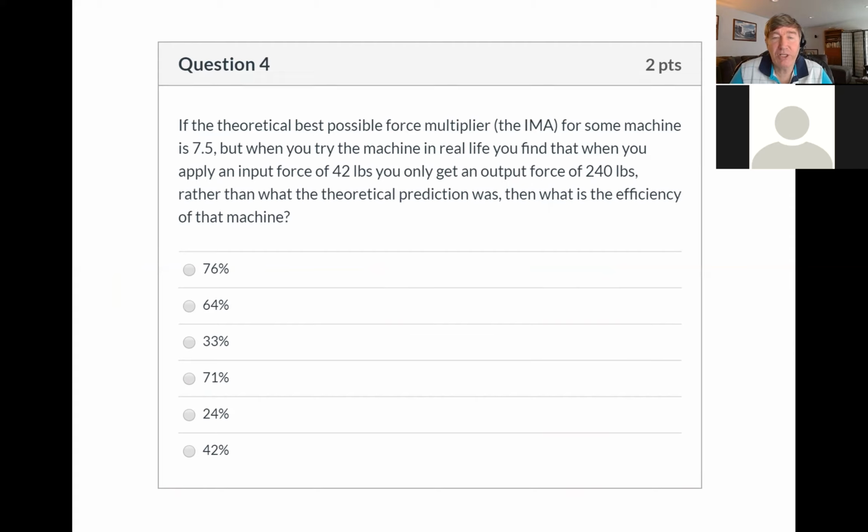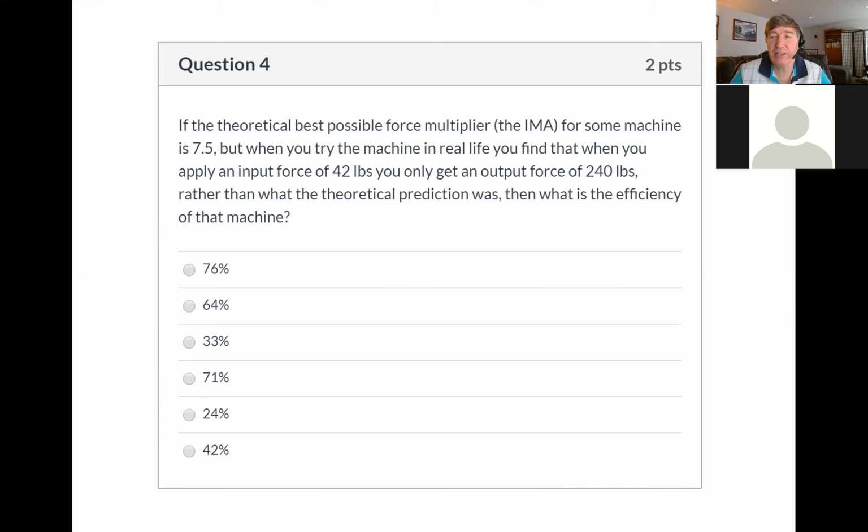Okay, so I've got some machine, and I don't say what kind of a machine. Maybe it's a pulley, maybe it's a gear, who knows? I don't care. The ideal mechanical advantage is 7.5. But when I try it in real life, I find that if I put an input force of 42 pounds, I only get an output force of 240, which is less than I should get. Anybody?